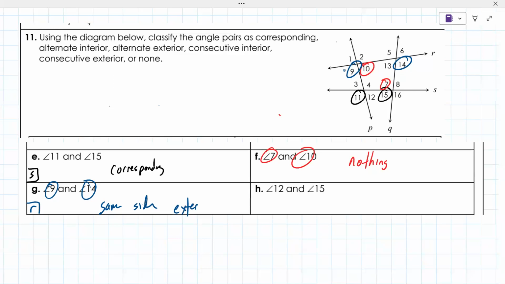So is there a word for same side exterior in this list? No. I'm curious what this consecutive exterior is referring to. I tend to think of these as nothing, but you may want to double check with your instructor on that, to see if they meant something on there. Or you can go out to the internet, maybe find a similar problem. I don't believe there's much here.